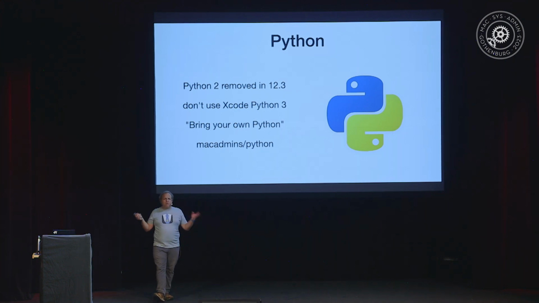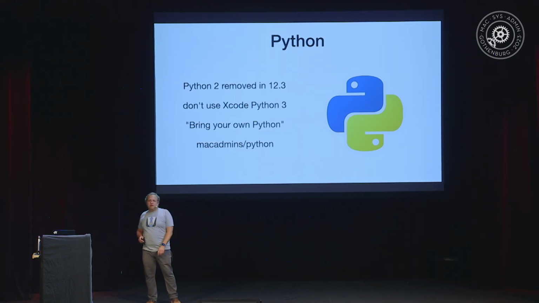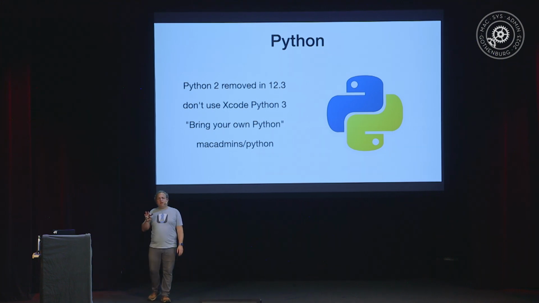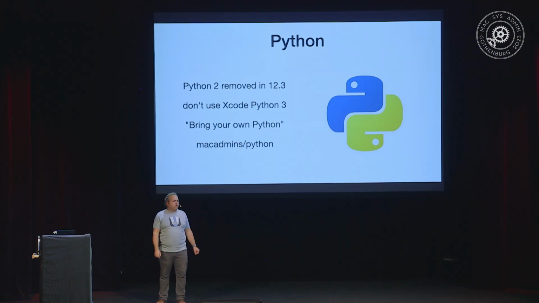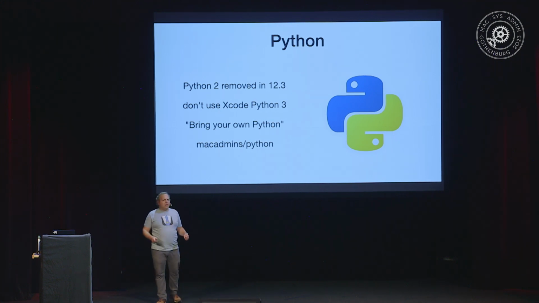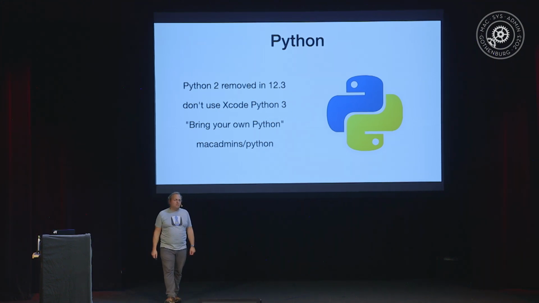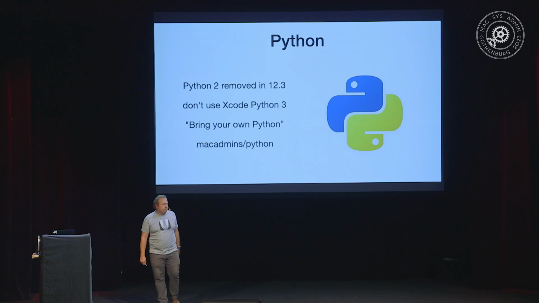I mentioned earlier Python 2 was removed in 12.3. Many people apparently listened to me in my presentations in 2019 and earlier and were prepared. It was less of a shock than I had feared, but there were still several tools and third-party software that broke because of that. I did a presentation last year on macOS automation where I go into more detail about this, but don't use the Python 3 that's with Xcode, which is what Apple recommends to do. Don't do that. Bring your own Python.